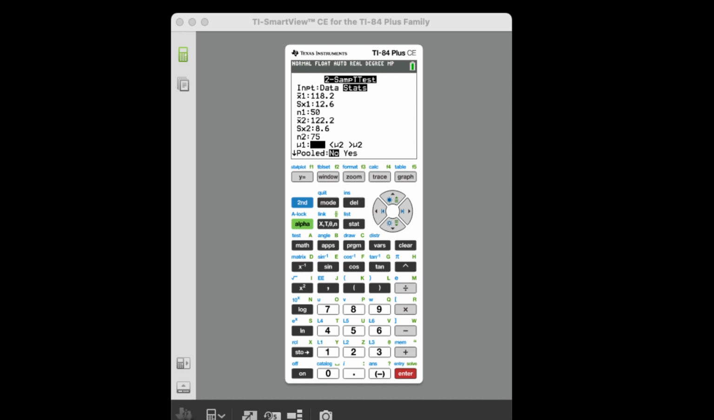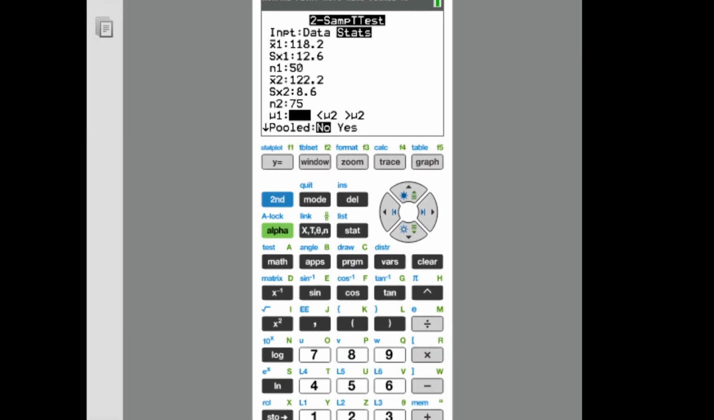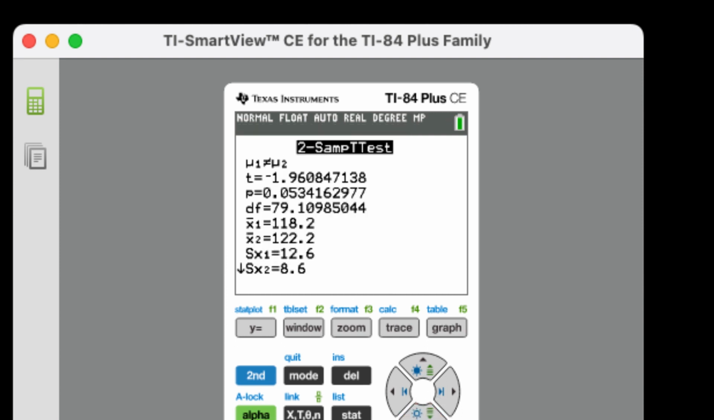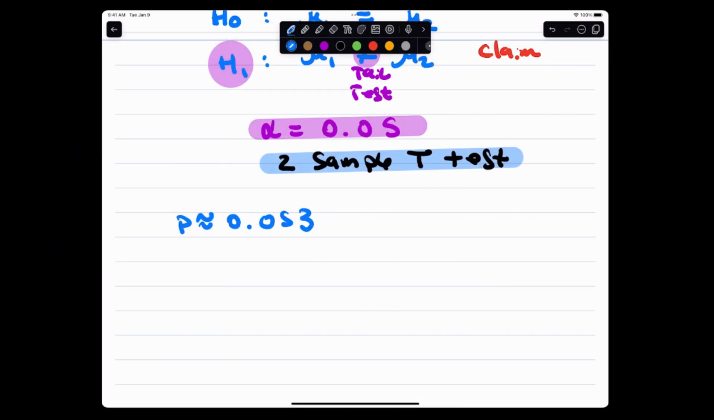Okay? You should see all of that same information right here, ladies and gentlemen. Same information, okay? Now, scroll down. Pooled is going to be no. And hit calculate. What's your p-value, ladies and gentlemen? Oh, look at this one. Your p-value is approximately what? To the nearest thousandths. What's this? 0.05 what? 3. You guys see that? 0.053? All right.